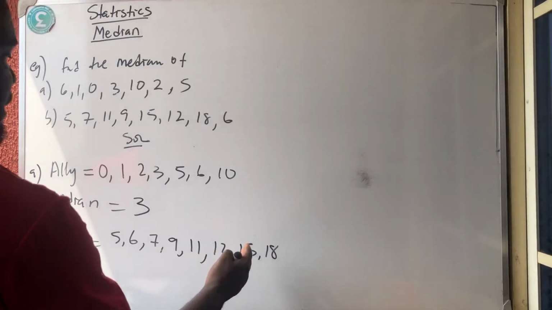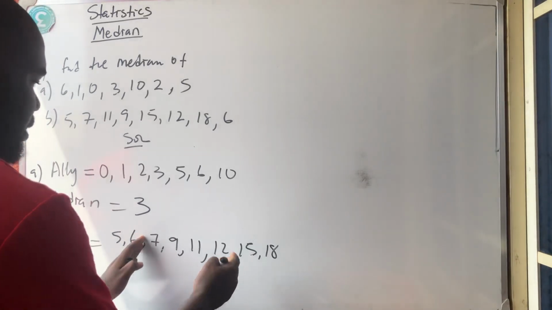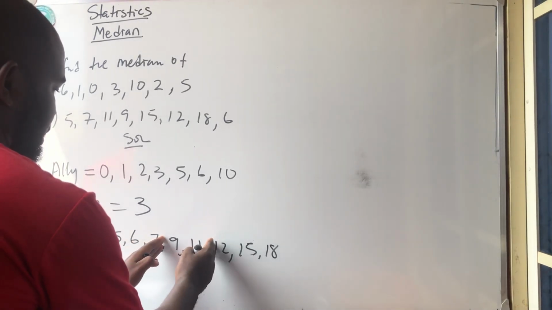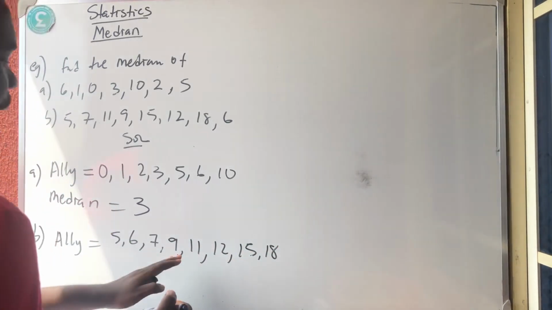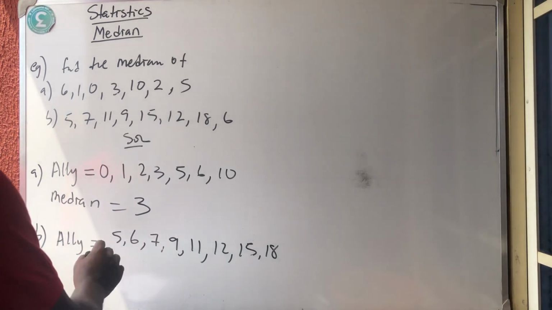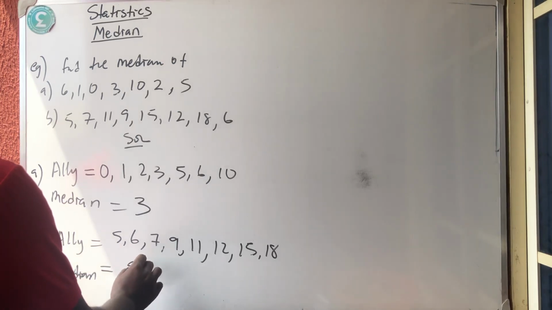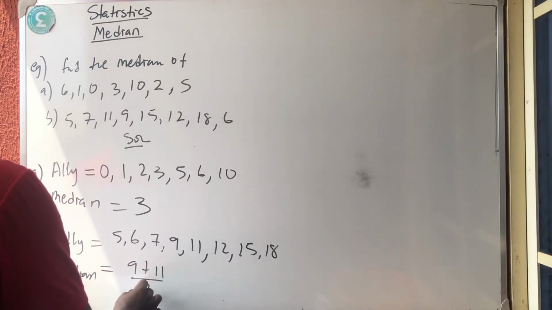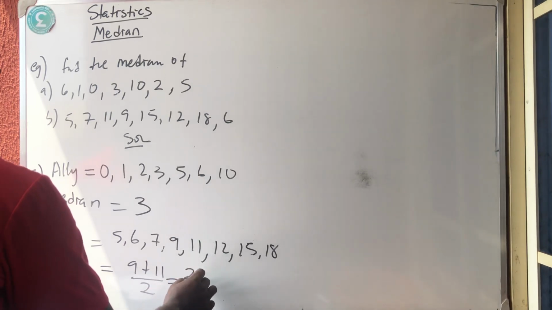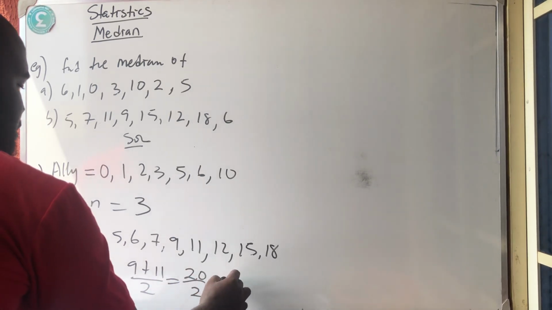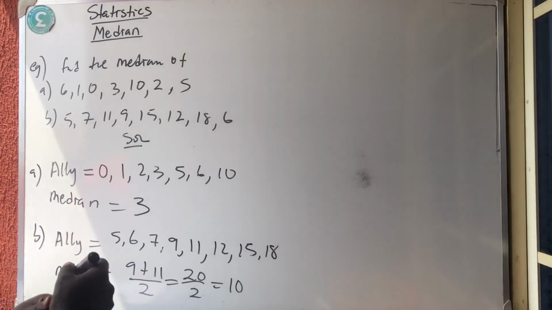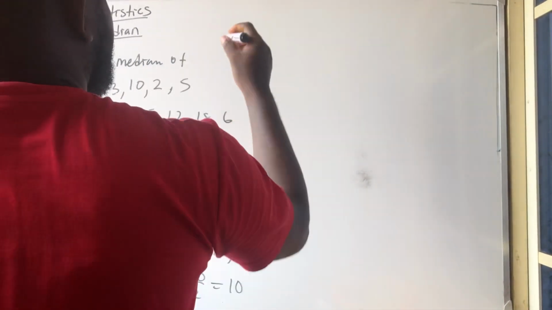Correct. So if I remove 1 here, 2 here, 3 here, and 3 on this side, I'm left with 2 numbers. I cannot choose any of them, so my median becomes the sum of both of them: 9 plus 11 divided by 2. 9 plus 11 gives 20, divided by 2, which is 10. So the median there is 10. As simple as that.